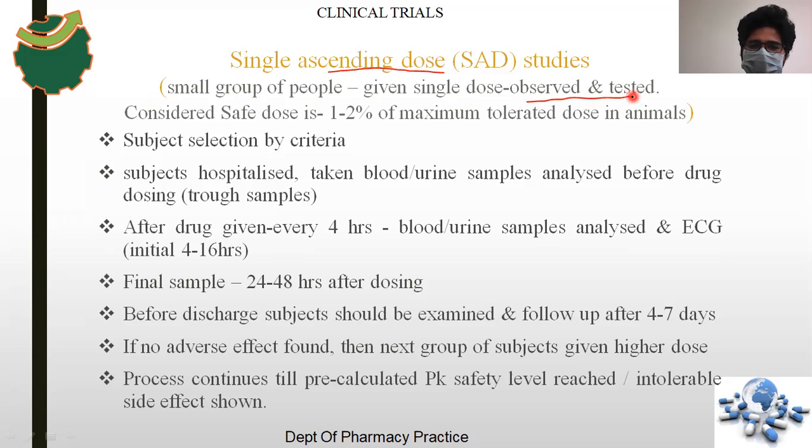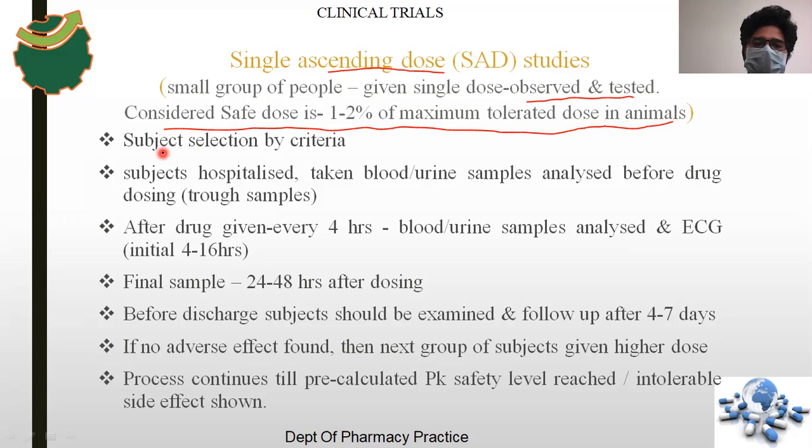They'll observe it. When they do this, the considered dose is 1 to 2% of the maximum tolerable dose in animals. We have a certain tolerable dose in animals, so that's what we are going to check. At this point, the dose considered safe is 1 to 2% of the maximum tolerable dose in animals, meaning how much the tolerable dose in animals has shown. The human dose may be 1 to 2% of that.